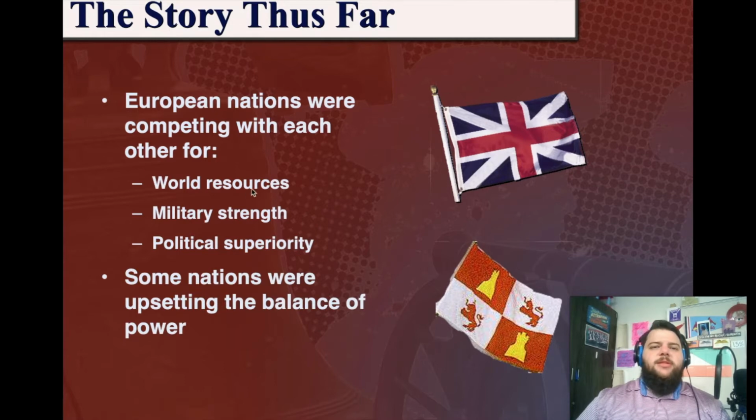So we talked about this. The European nations are competing with each other for basically being the best. World resources, military strength, political superiority. They're basically trying to be the most powerful. And we're going to look at one example.